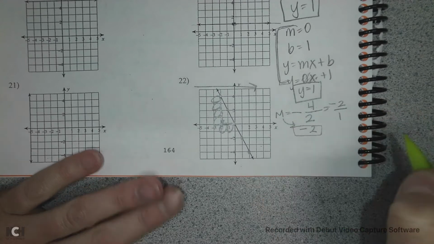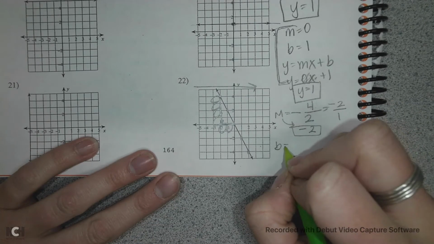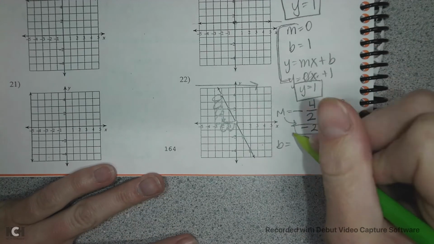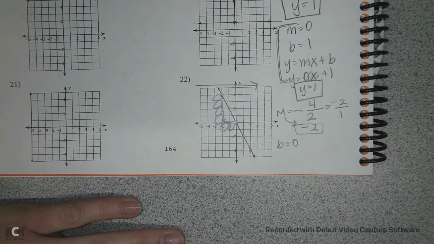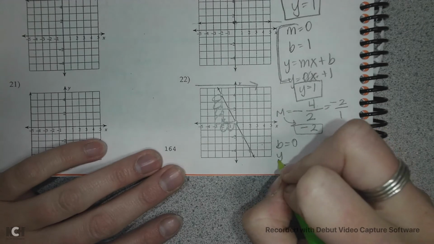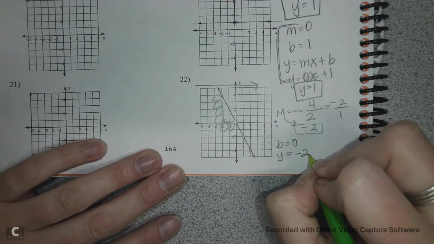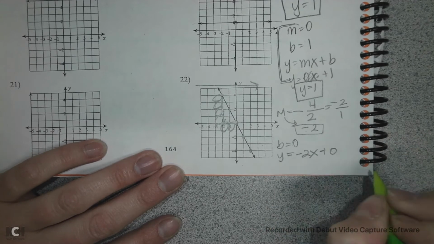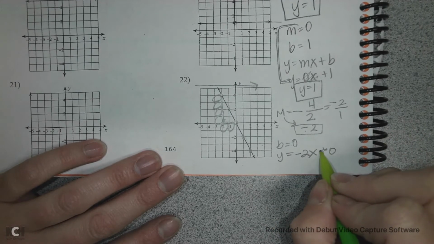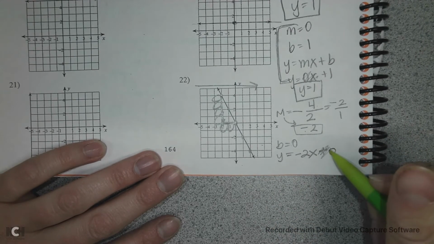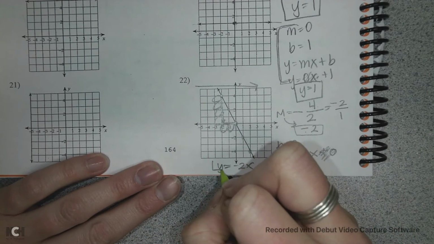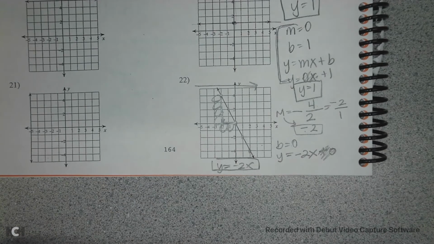That is my slope. Okay, my y-intercept is where my line touches the y-axis, and they touch right here at 0. So now we can write our equation. Y equals, put your slope, always put an x next to your slope, and then we're going to add on our b value. Now, when we are adding on 0, we're not really changing it. We don't need this. So it is y equals negative 2x. That is the equation of this line.